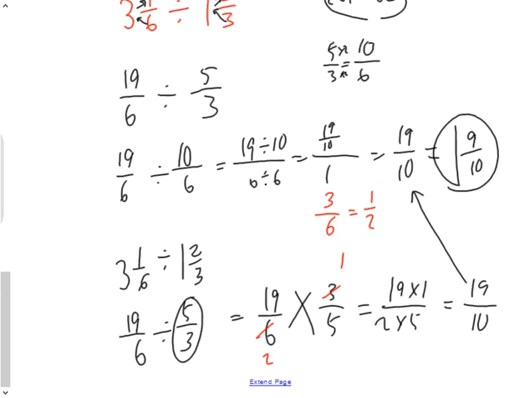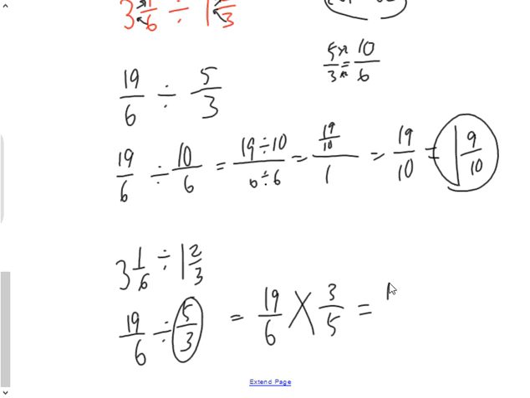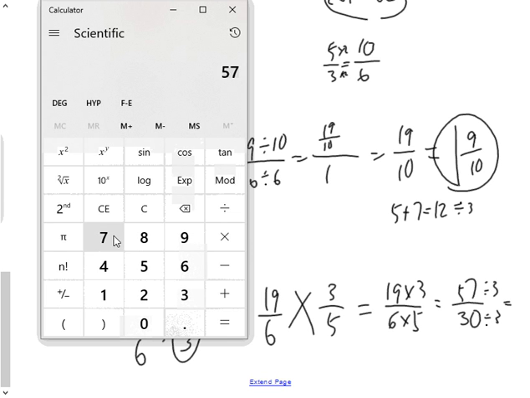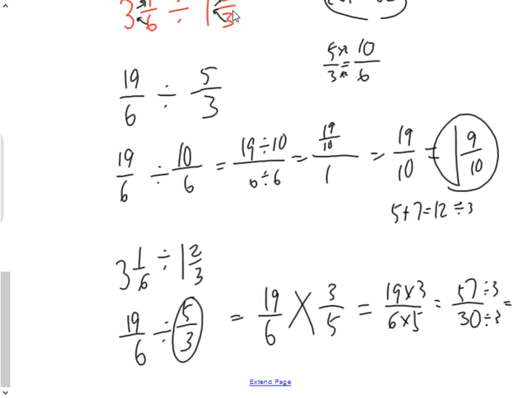Now, if you didn't cross reduce, it's no big deal, because all you have to do is multiply 19 by 3 and 6 by 5. 19 times 3 is 57, over 30. Both are divisible by 3. Remember, 5 plus 7 is 12, and 12 is divisible by 3, so therefore 57 is as well. 30 we know is divisible by 3. So take my calculator and say, what is 57 divided by 3? It's 19. Over 30 divided by 3, which is 10. And I still get that same answer of 1 9/10.